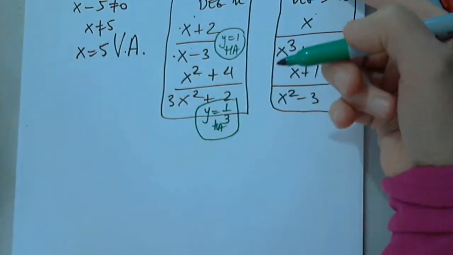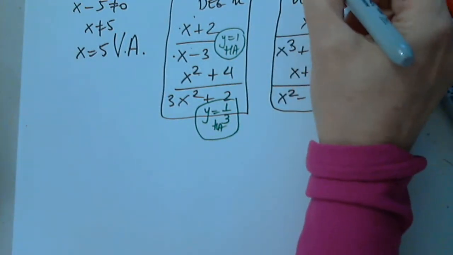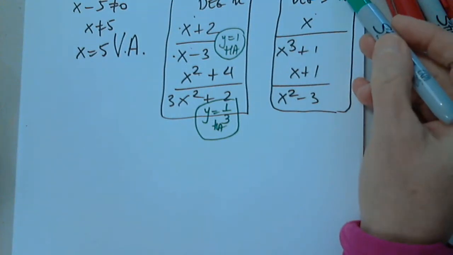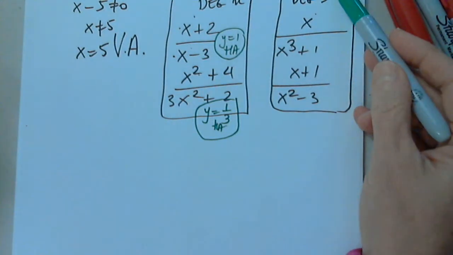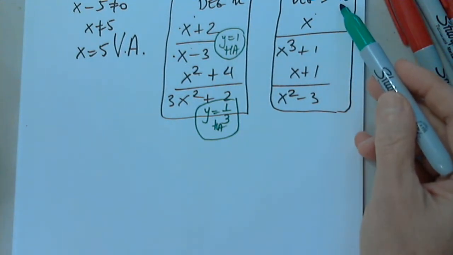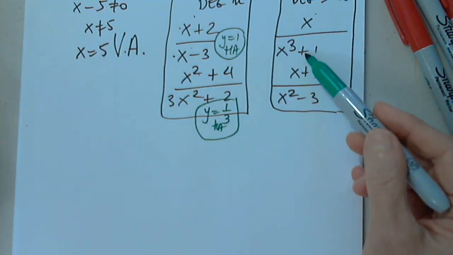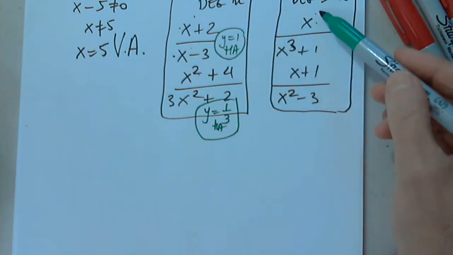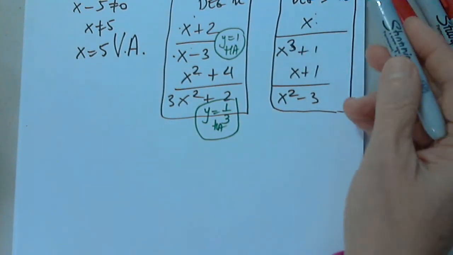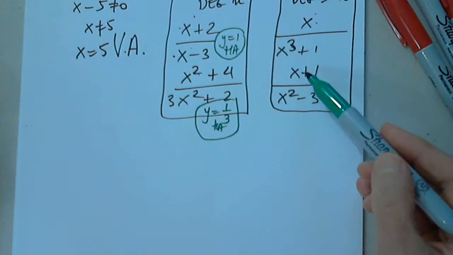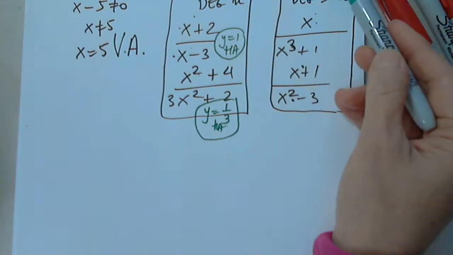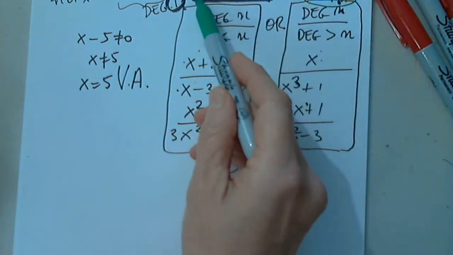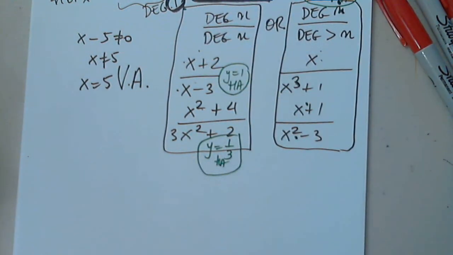For all these situations, y equals 0 is the horizontal asymptote. Anytime the degree in the numerator is smaller than the degree of the polynomial in the denominator, like here, not the leading coefficient, degree 1 over degree 3, horizontal asymptote 0. Degree 1 over degree 2, horizontal asymptote 0. Such a situation does not have horizontal asymptotes.